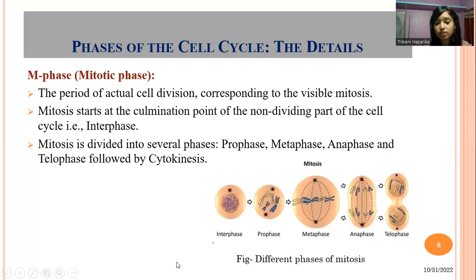Here is the image showing different phases of mitosis. As you can see here, during prophase, the chromatin condenses to form the chromosomes, and during metaphase, the chromosomes line up along the metaphase plate. Then during anaphase, the sister chromatids move towards the opposite poles, and during telophase, the nuclear membrane and nucleoli reappear and the chromosomes unwind into chromatin fibers. So this is all about the mitotic phase.